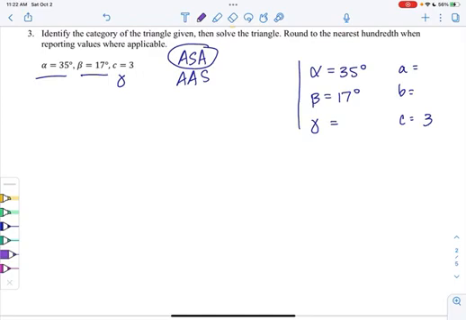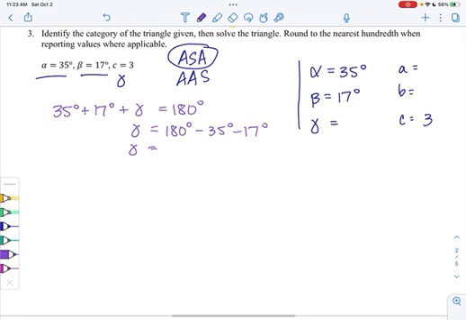I see that I'm given 2 of the 3 angles, and so solving for that third will be pretty easy. So I can see that 35 degrees plus 17 degrees plus the measure of gamma is going to add to 180 degrees. And so gamma is going to be 180 minus the 35 degrees minus the 17 degrees. And so gamma ends up being 128 degrees. This is my calculation for gamma. So here I get 128 degrees, and that is an exact value.